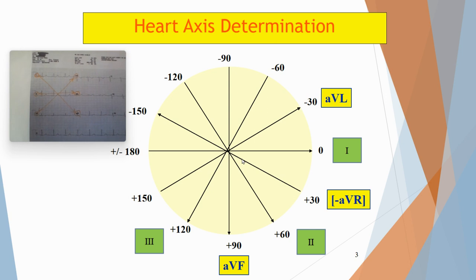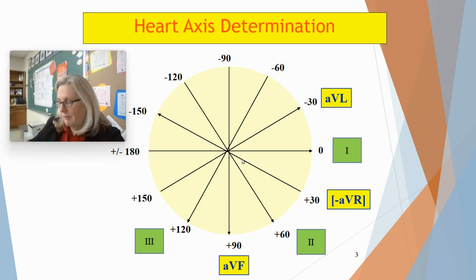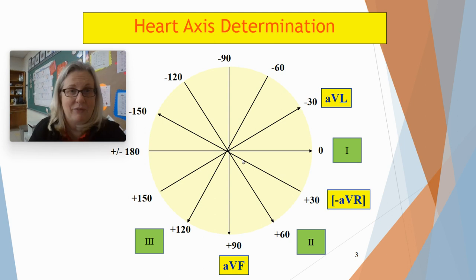2 is always an opposite with AVL. And 3 is always an opposite with AVR. And what I didn't mention was the AVR thing. So notice how AVR has a negative next to it. A negative means that the QRS in AVR is supposed to be negative. That means that's one of the reasons we know it's normal.